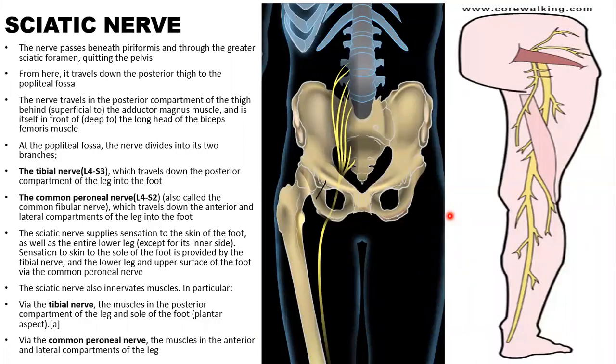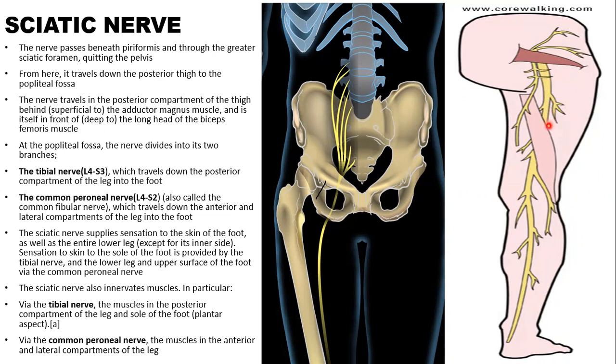The sciatic nerve, the largest nerve, the longest nerve, the biggest nerve. Okay, the thickest nerve. So the sciatic nerve basically originates from L4 to S3. Okay, so the nerve passes beneath the piriformis and through the greater sciatic foramen as well, therefore leaving the pelvic region. Okay, then from here it travels down the posterior thigh to the popliteal fossa. As you can see, it will leave the pelvis and it will appear on the lower part of the piriformis muscle there. So that's the sciatic nerve.